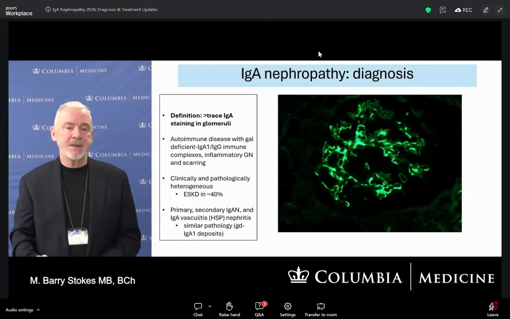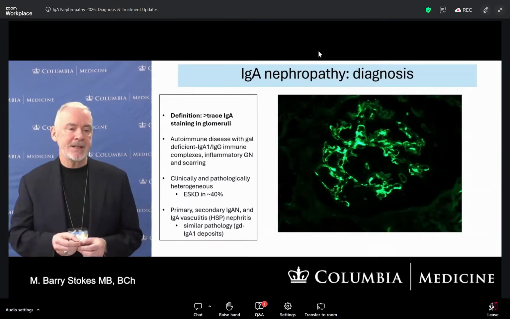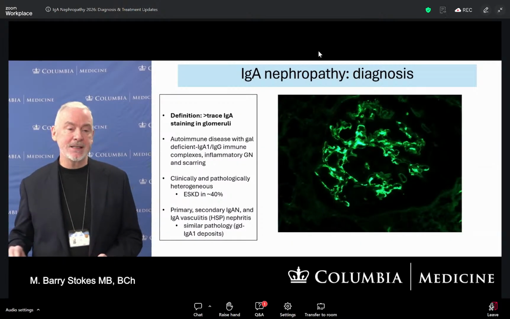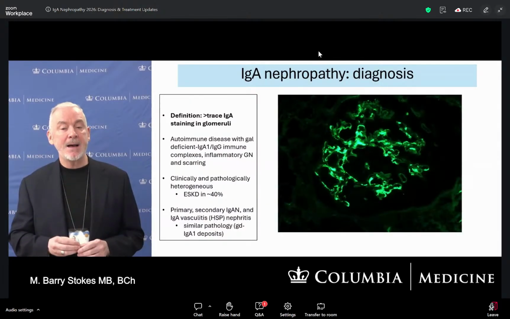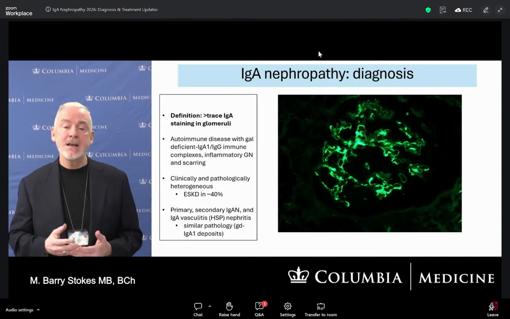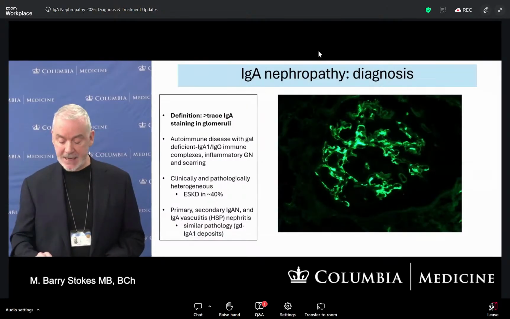So in terms of diagnosis, what's the definition of IgA nephropathy? This is a glomerular disease with more than trace IgA staining in glomeruli. That's shown here on the right-hand side with an immunofluorescence stain. IgA nephropathy, as you know, is an autoimmune disease characterized by the formation of immune complexes to galactose-deficient IgA1 molecules. These immune complexes deposit or precipitate in the glomeruli, where they stimulate an inflammatory reaction and complement activation. If unchecked, this leads to scarring, which results in renal insufficiency. And in approximately 40% of patients, this can lead to end-stage kidney disease.